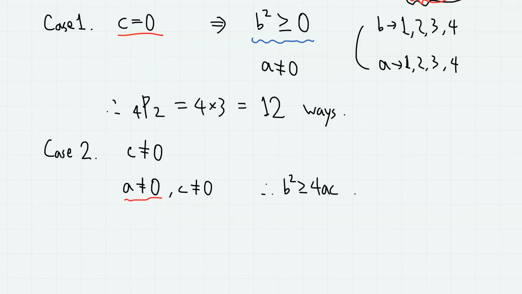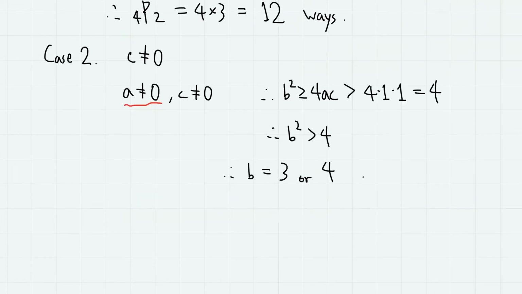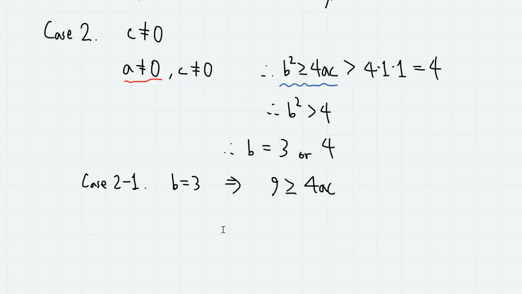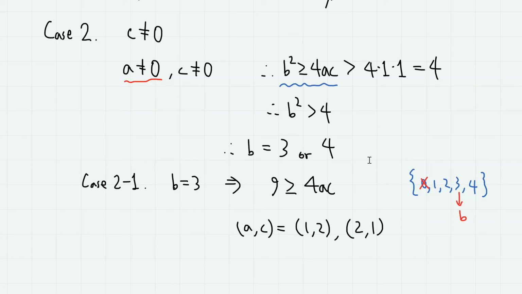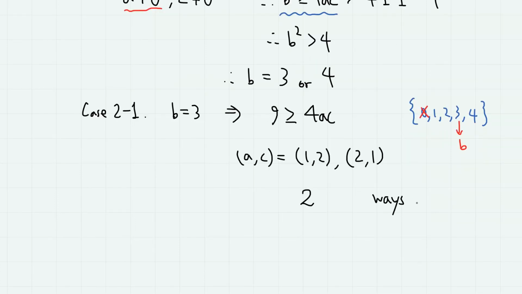So from the discriminant condition, the right-hand side is greater than or equal to 4 times 1 times 1, which is 4. So we have b squared is greater than 4. Therefore, b must be 3 or 4. When b equals 3, the discriminant condition becomes 9 is equal to or greater than 4ac. Therefore, a and c must be either 1 and 2 or 2 and 1. Therefore, there are 2 ways.